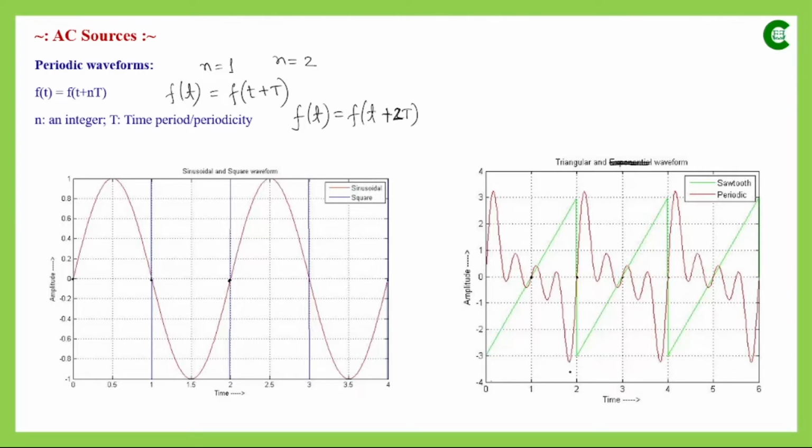So from 0 to 6, within this time frame, we have three complete cycles of this sawtooth signal, and between this point and this point, between 0 and 2, it has its periodicity or time period. So both the signals here also have the same periodicity.